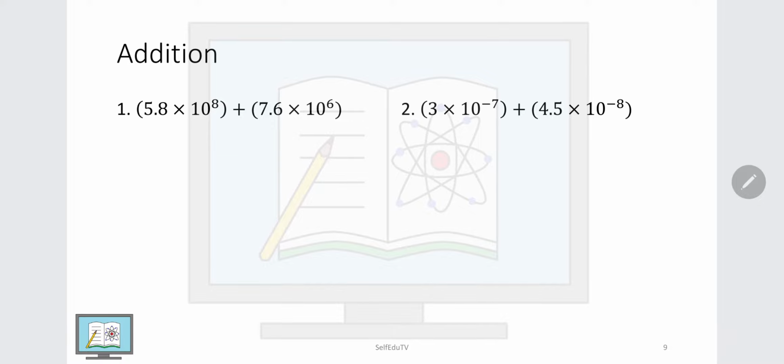Next, we'll look at how to add two numbers in standard form. So take a look at the first question. So to do that, you have to change 10 to the power of 8 to 10 to the power of 6. So how to do that? 10 to the power of 8, I can change it to 10 to the power of 2 multiplied by 10 to the power of 6.